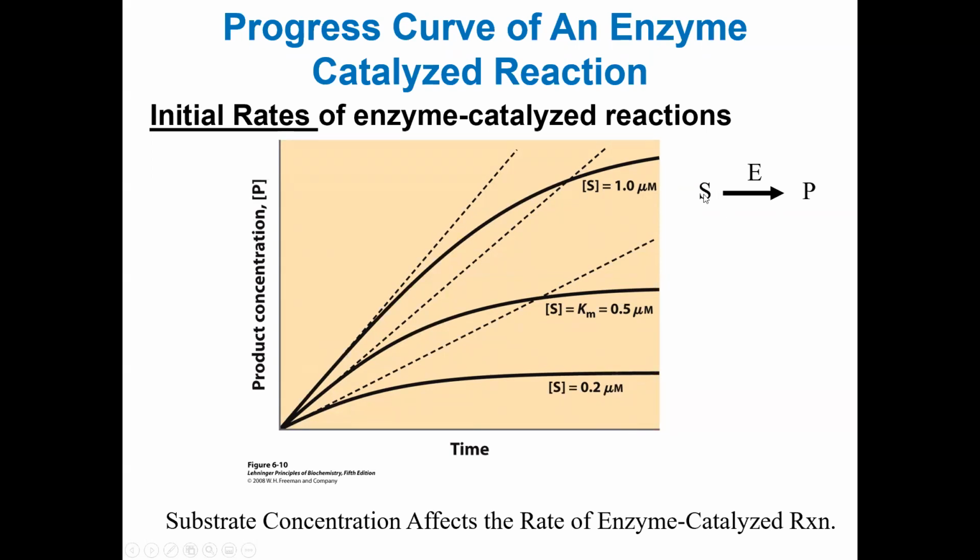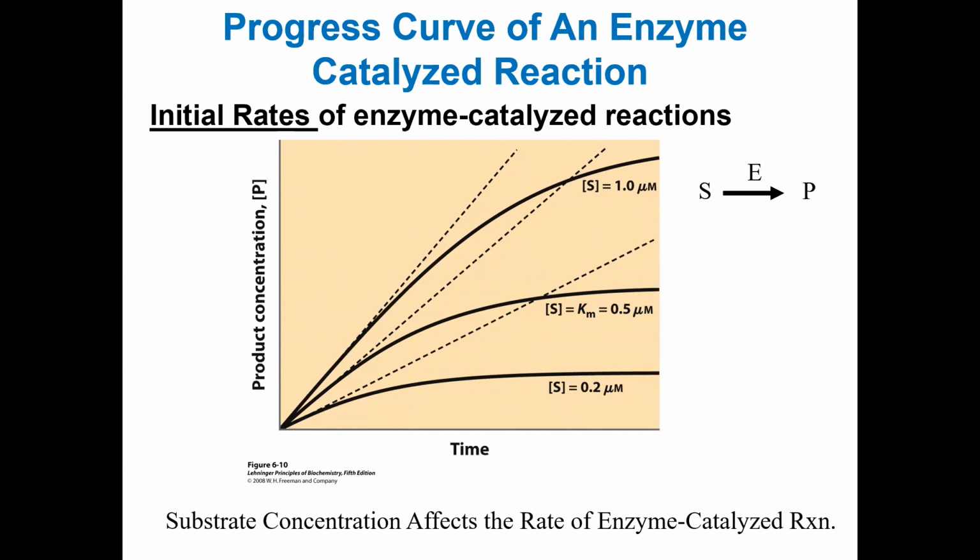And so a simple reaction is S going to P with the help of enzyme. So if the concentration of S is 0.2 micromolar, you will see that product forms in the beginning. When all substrate has been consumed to product, there is no net product formation. The curve flattens out with time. This is what we call progress curve.